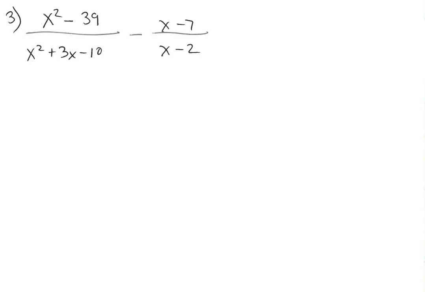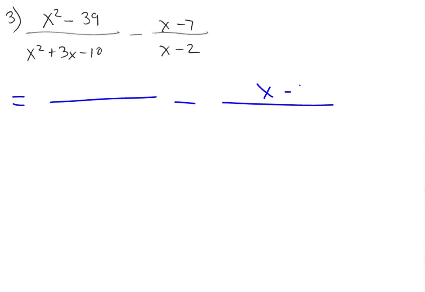Let's try our next example. This one begins with a fraction first as x squared minus 39 in the numerator. In the denominator, we have x squared plus 3x minus 10. Then we're subtracting after that another fraction which has a numerator of x minus 7 and a denominator of x minus 2. Now, we want to get a common denominator. Clearly we don't have one yet, which means we're going to want to rewrite this in factored form as we've been doing.